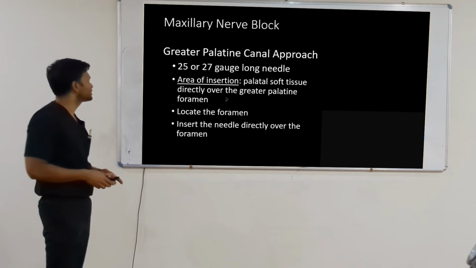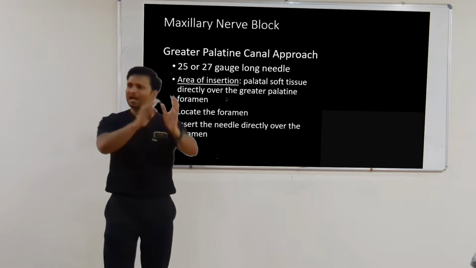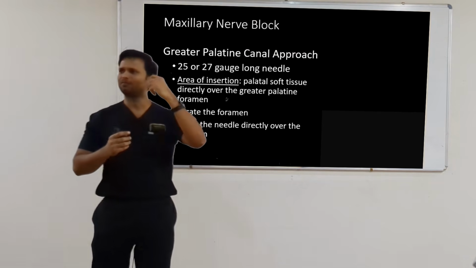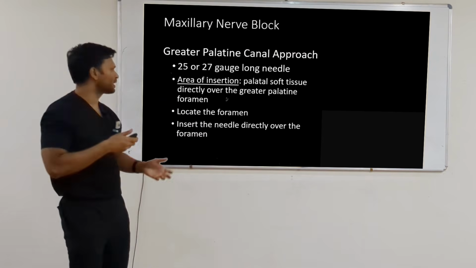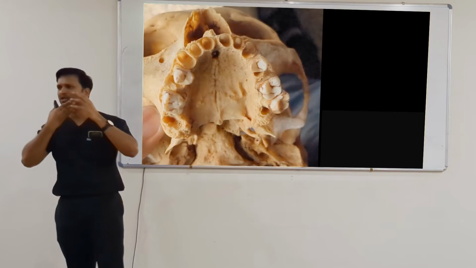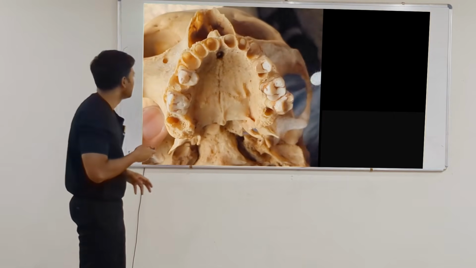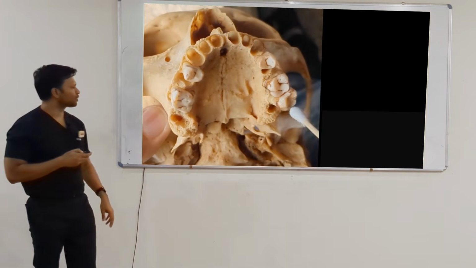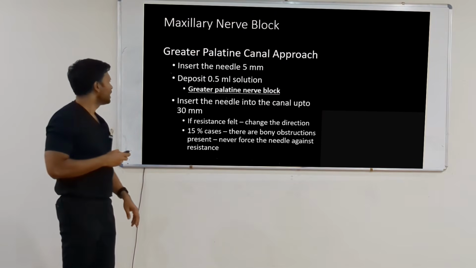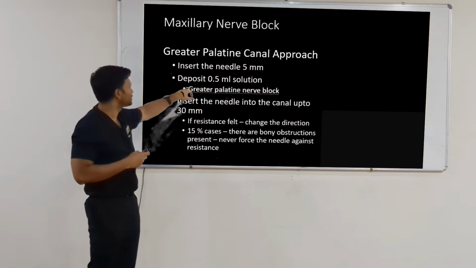So I'll run through this. Basically, it starts with the greater palatine nerve block. You locate the foramen, you give the block. Again, same technique, we will approach from the opposite side. We deposit the LA solution. Same thing, we locate the foramen and we deposit 0.5 ml of solution.